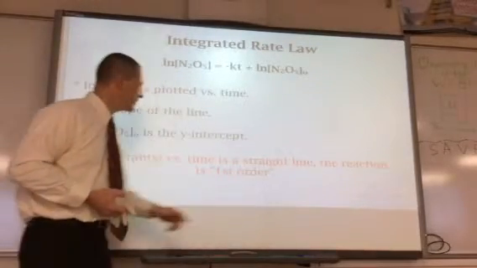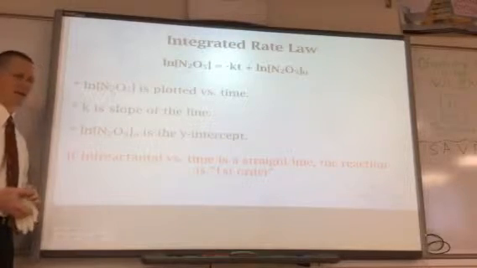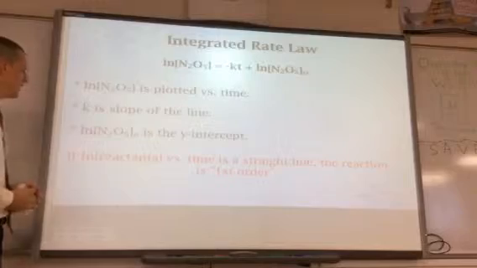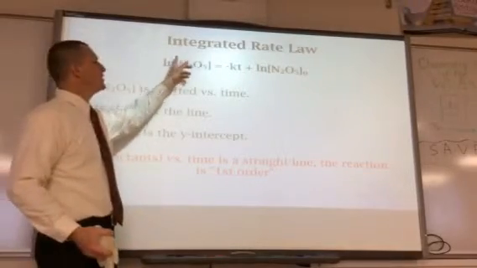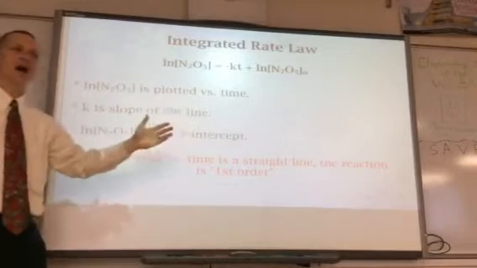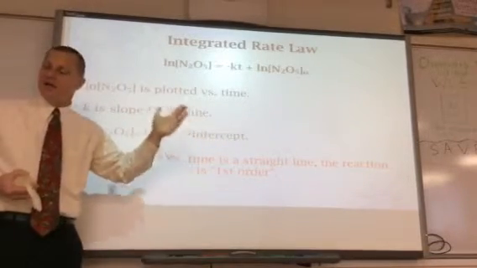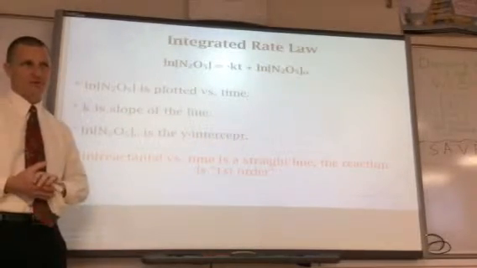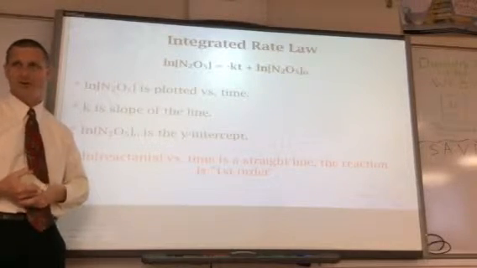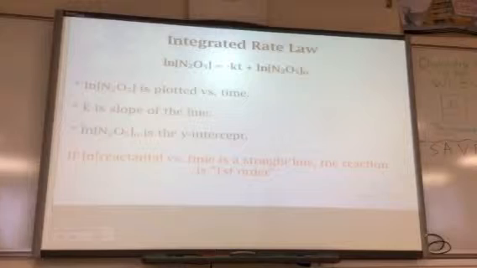All right, now I have something written in red. This is important. This is highlighted material. That's why I changed the color on it. When you plot the natural log of the reactant concentration versus time, if it gives you a straight line, that confirms that the reaction is first order. If it's not a straight line, it's not first order. It's got to be another order. It's either 0 or second order in that case.